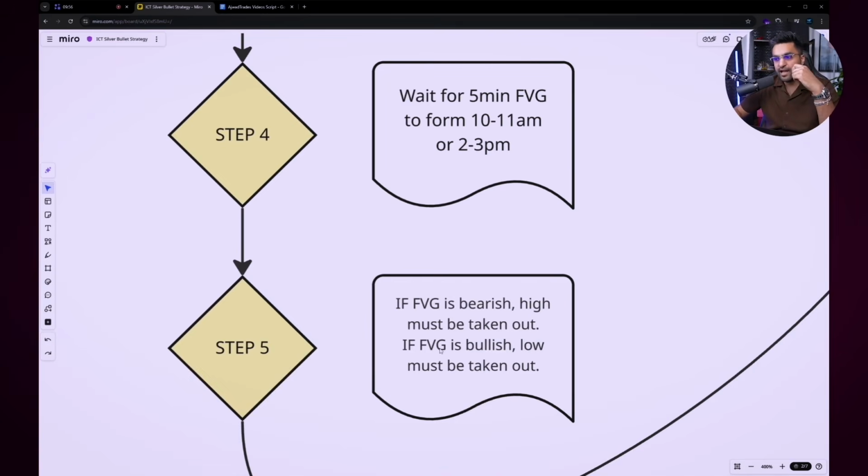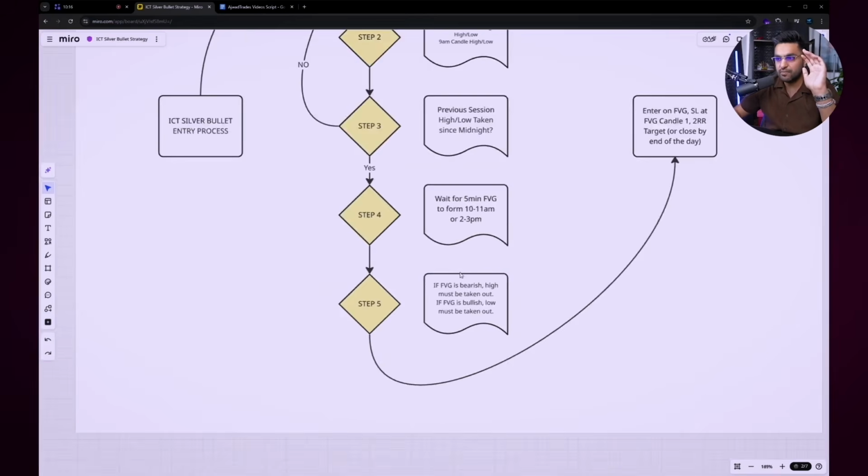If the fair value gap is bullish, the low must be taken out. What I showed you just earlier, there was a low that the market took out and then there was a fair value gap formed for bullish movement. So if that is the case, then we're going to be looking for buy entries. These are the simple 5 steps.